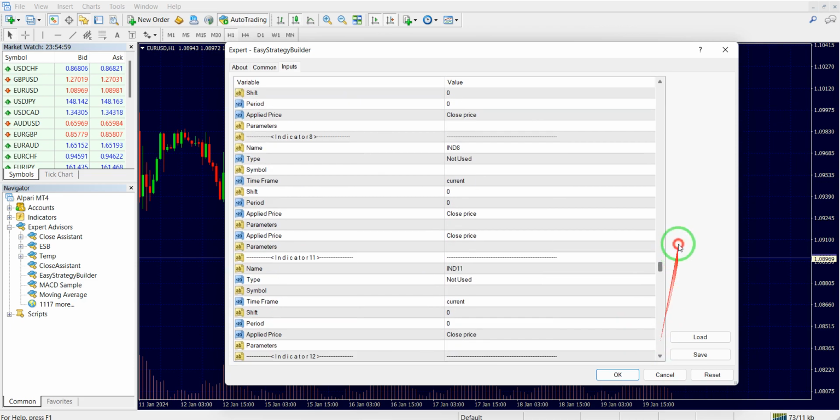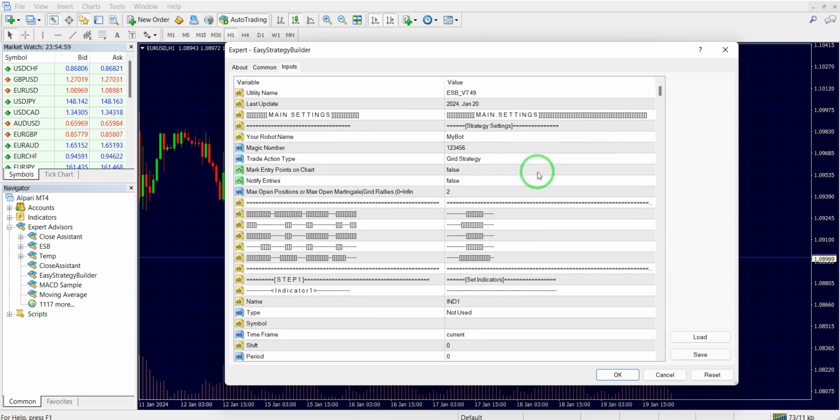Okay, guys, this one was the overview of how ESP works and how the settings exactly are in the ESP. But for each of these sections, I will create more videos to explain in detail how each section works.